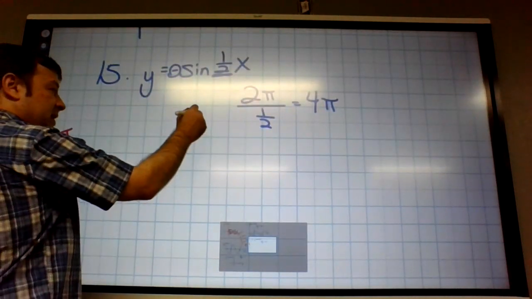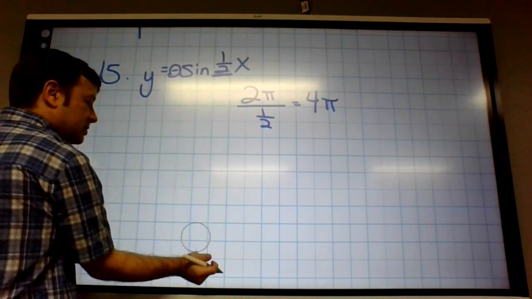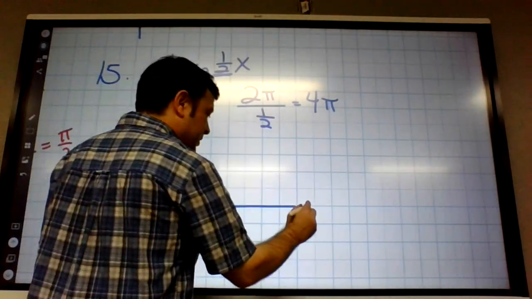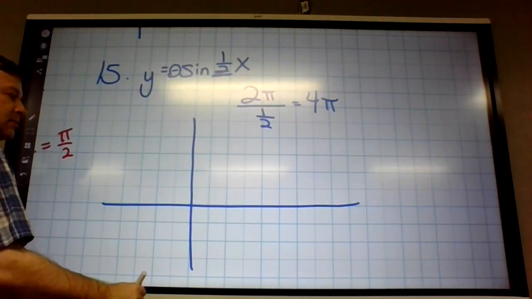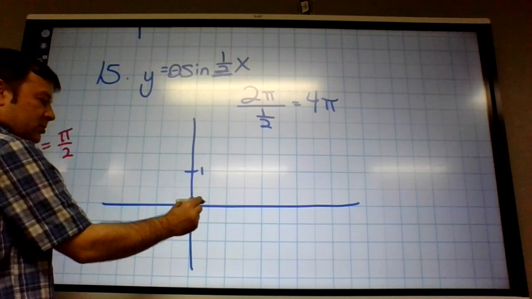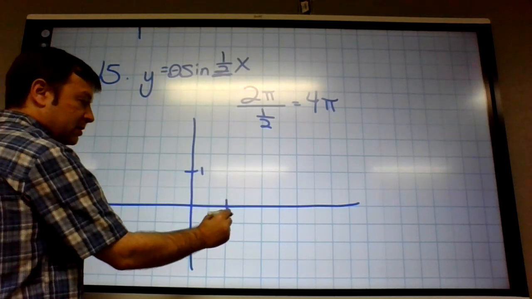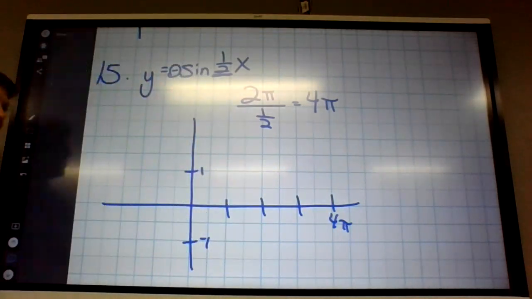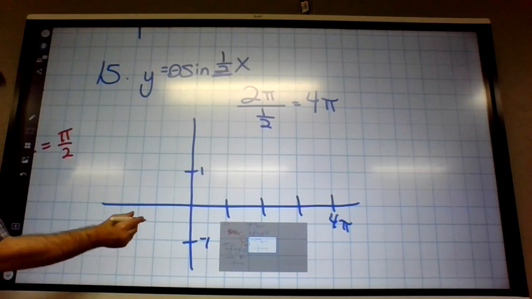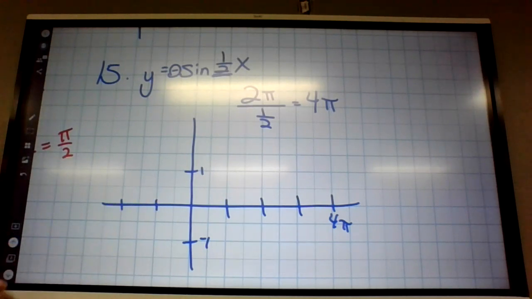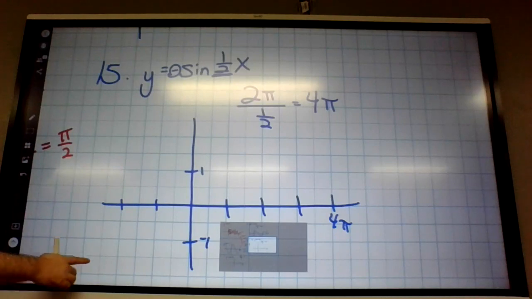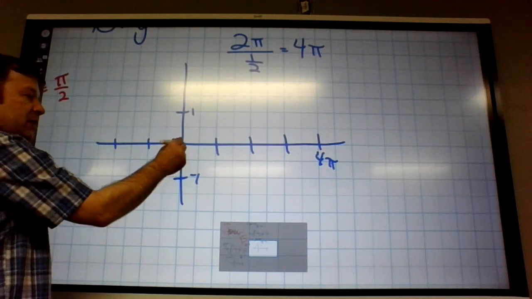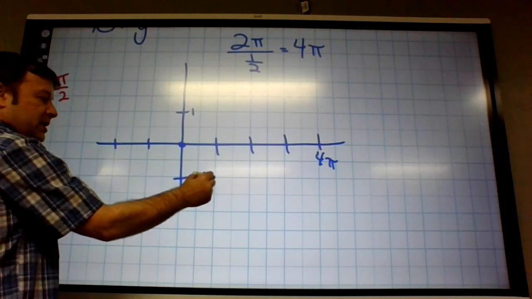And because there is a negative out in front, the graph's going to be upside down. Okay, the amplitude is still 1. That has not changed. The period is 4 pi. Okay, because the graph is negative, it's going to go upside down. So instead of going up, it's going to go down from here.